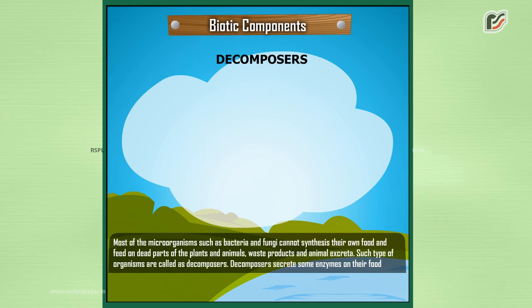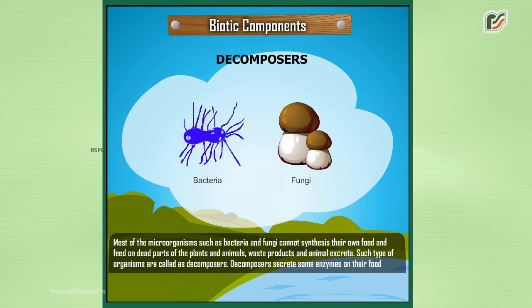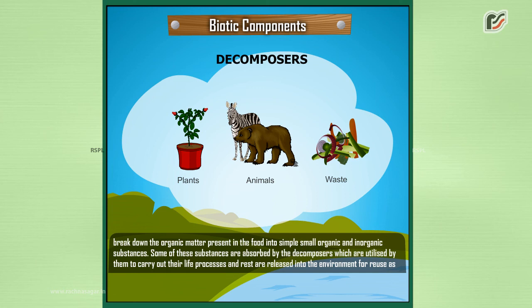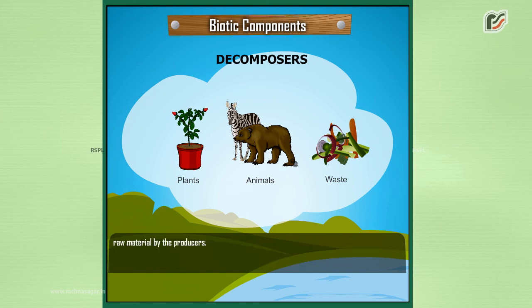Decomposers. Most of the microorganisms, such as bacteria and fungi, cannot synthesize their own food and feed on dead parts of the plants and animals, waste products, and animal excreta. Such type of organisms are called decomposers. Decomposers secrete some enzymes on their food which break down the organic matter present in the food into simple small organic and inorganic substances. Some of these substances are absorbed by the decomposers, which are utilized by them to carry out the life processes, and the rest are released into the environment for reuse as raw material by the producers.